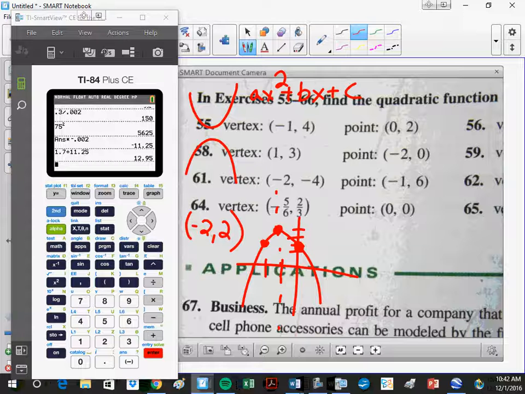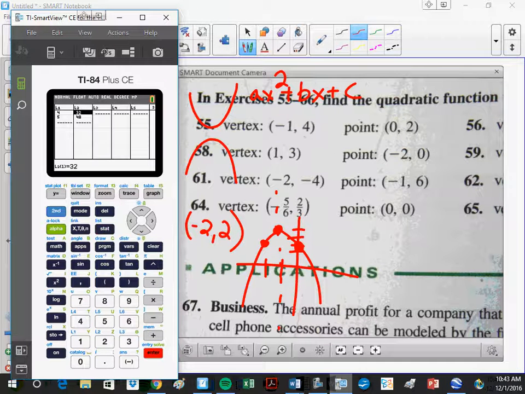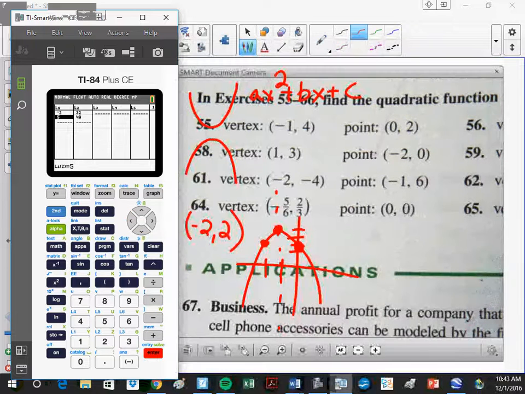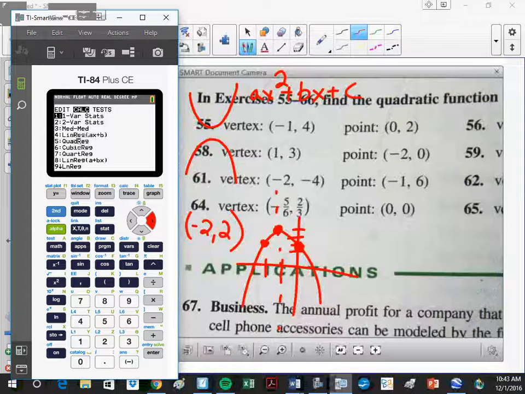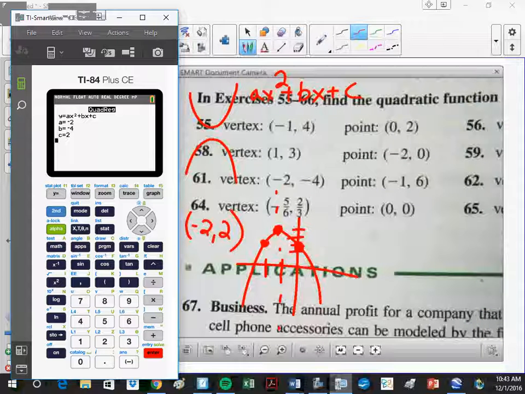I can find the standard form equation by using my stat. So I know negative 2, negative 1, and 0 for my x's. The y values would be 2, 4, and 2. And then I just ask the calculator, what is the quadratic equation? Negative 2x squared minus 4x plus 2. But I now have to take that and complete the square to find the vertex form.